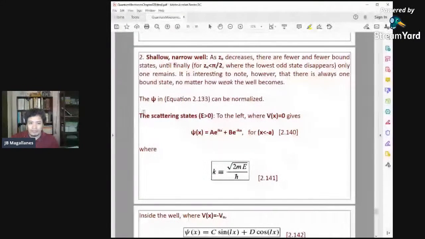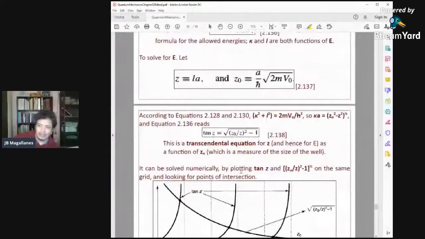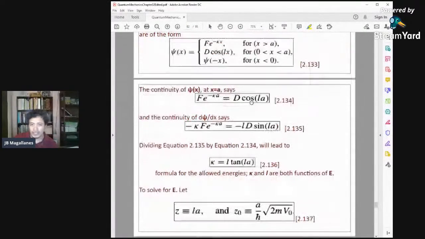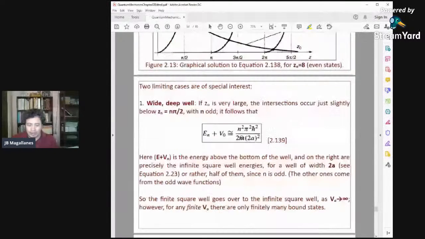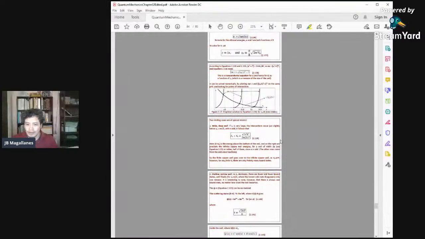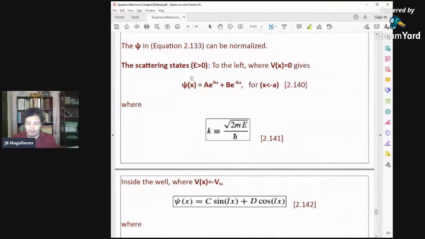So let's now, again, I can tell you that you can normalize the phi here for the bound state. You can normalize this, meaning you can get F and D. And of course, to normalize this, you have to integrate phi star phi dx. So that's about the square well, the bound state. Let's now go to the scattering states where energy is greater than zero.